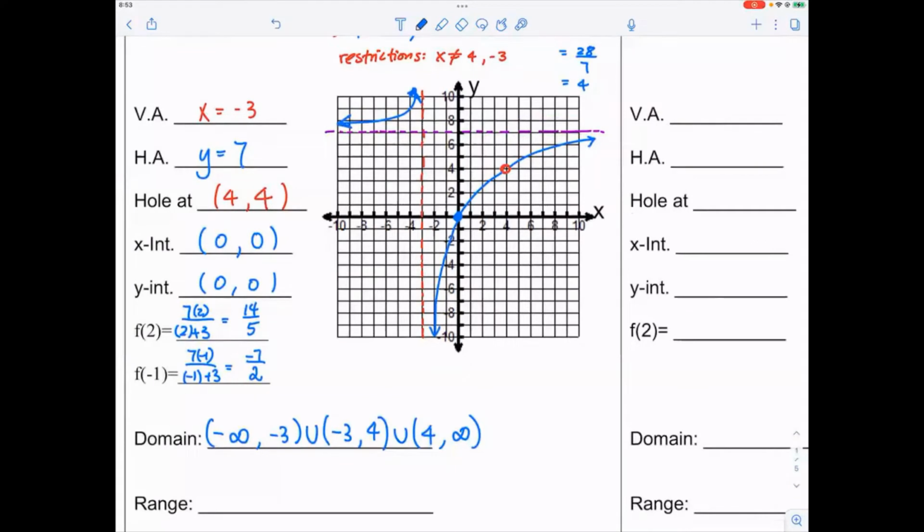From -infinity, stop right here at -3. And then from -3, keep going, stop right here. There's no x value for 4. And then from 4, we go all the way to the right.